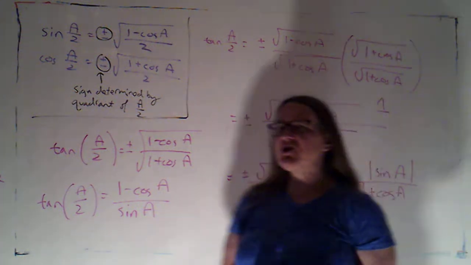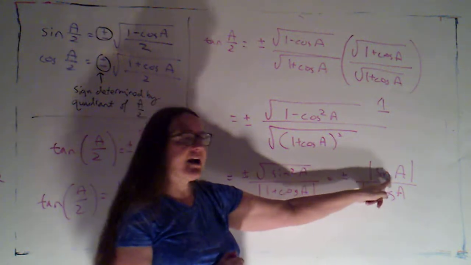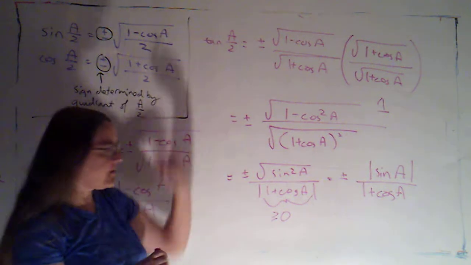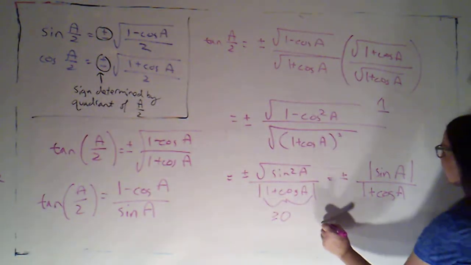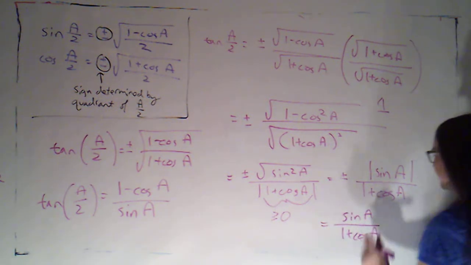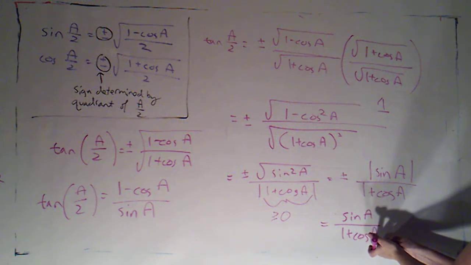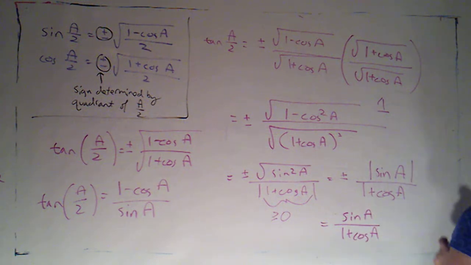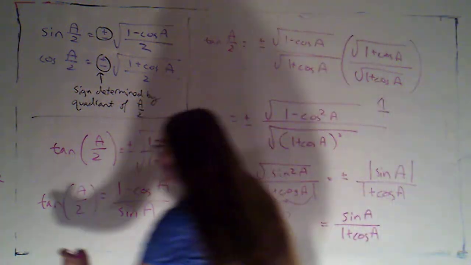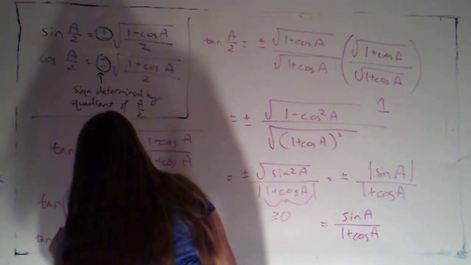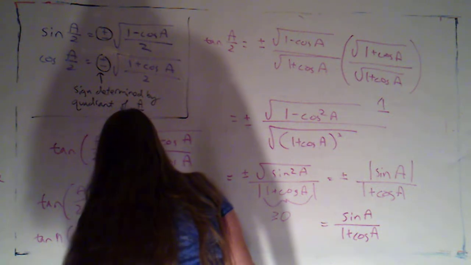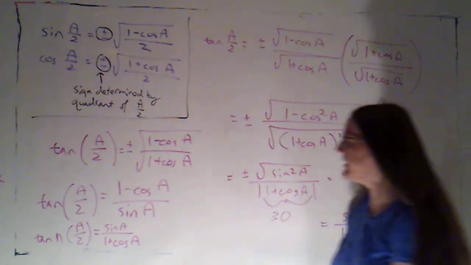But once again, I can use that fact that the plus or minus sign of sine A has to match the plus or minus sign of tangent of A over 2. So I can actually say this is just going to be sine A over 1 plus cosine of A. Because the denominator here will be positive, so the plus or minus sign of this will match the plus or minus sign of that and give me the correct answer. So the third version of the formula that I have is that tangent of A over 2 is equal to sine A over 1 plus cosine of A.